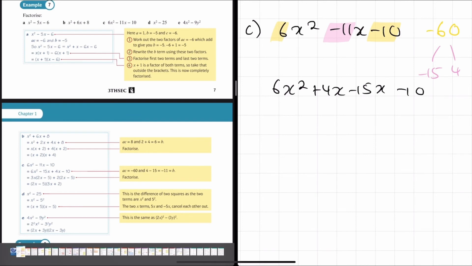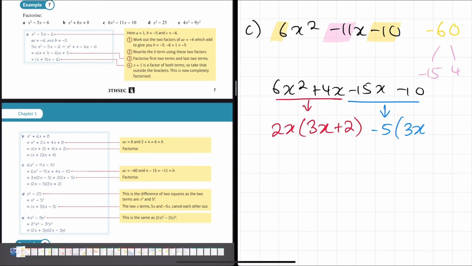So now when we are factorizing 6x squared plus 4x, the highest common factor between 6 and 4 is 2, highest common factor between x squared and x is x. So that leaves us with 3x plus 2. Minus 15x minus 10, the highest common factor is minus 5. That leaves us with 3x plus 2. We can see we've done it correctly because the bracket is the same, and that leaves us with 3x plus 2, 2x minus 5.